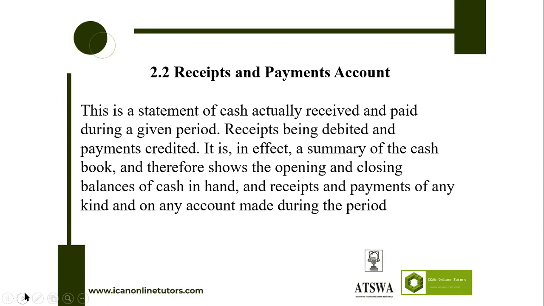So what comes in is the receipt, and what goes out is the services we pay for, the expenses we've incurred and we've actually paid for, not just incurred. Expenses paid for are reflected in the receipts and payments account. So it shows the opening and closing balances of cash in hand and receipts and payments of any kind and on any account made during the period.